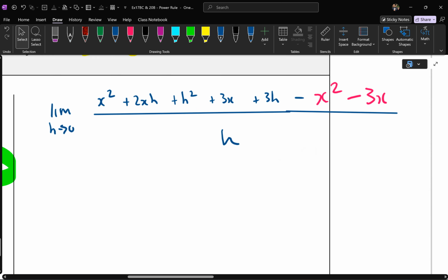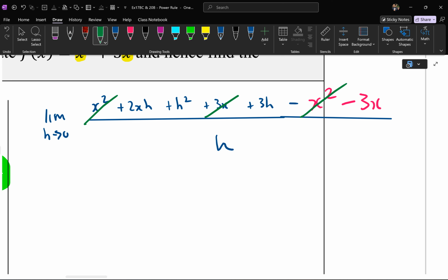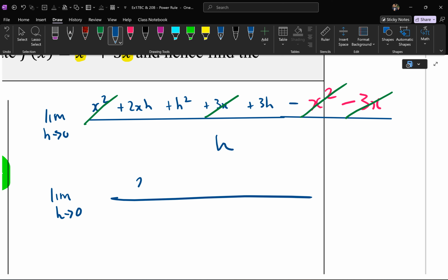All right. Let's see if we can simplify now. X squared, take away x squared. Beautiful. Cancels out. 0. Minus 3x plus 3x. Beautiful. Cancels out. What's left over? We got limit of h approach 0. And in the numerator, we've got 2xh plus h squared plus 3h divided by h. What's beautiful about it? What's so nice about this fraction right now? H's. They all have h.